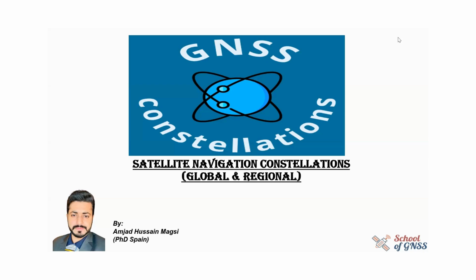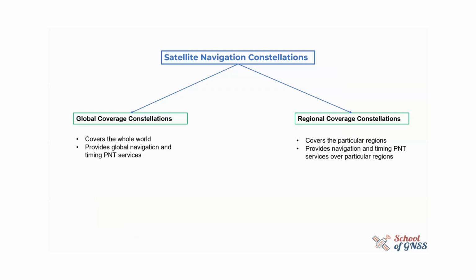So as the topic is satellite navigation constellation, it's written here clearly that it's global and regional. So it means there are two types of constellations, global and regional. Let's have a look and let's discuss. Okay, so there are two types of satellite navigation constellations. One is global coverage constellations, also known as global constellations, and another is regional coverage constellations, or in other words, we call it regional constellations.